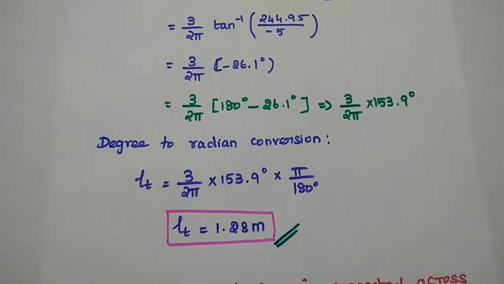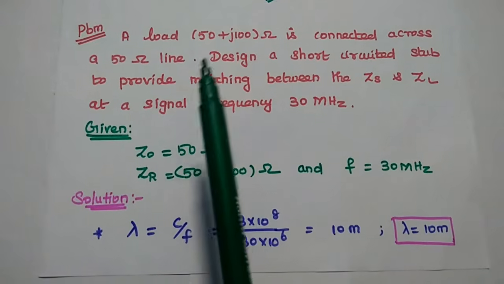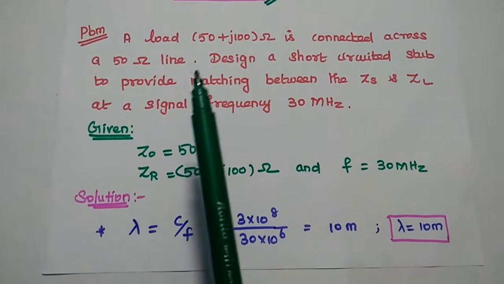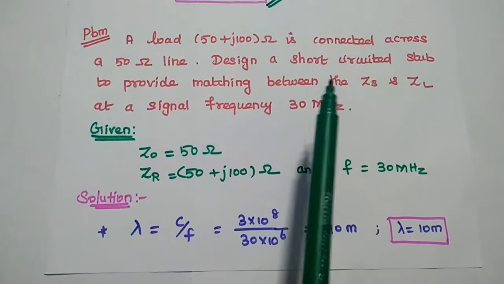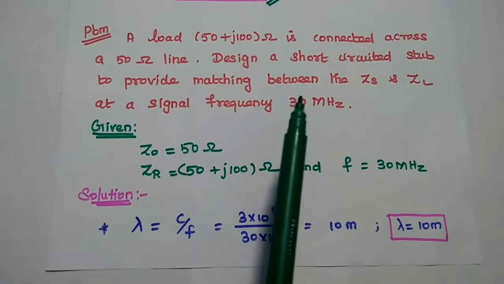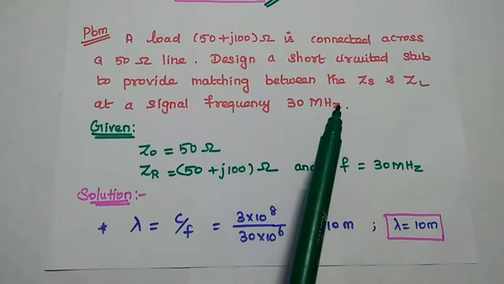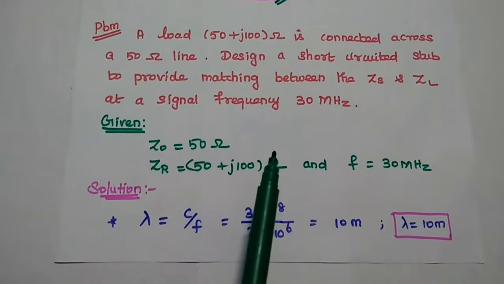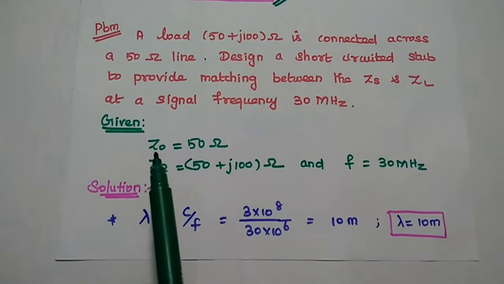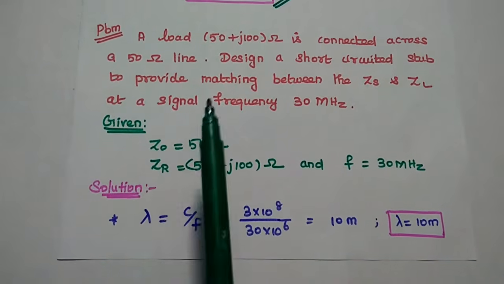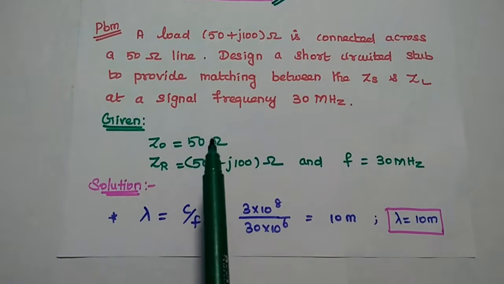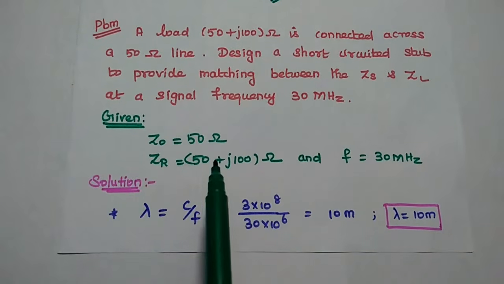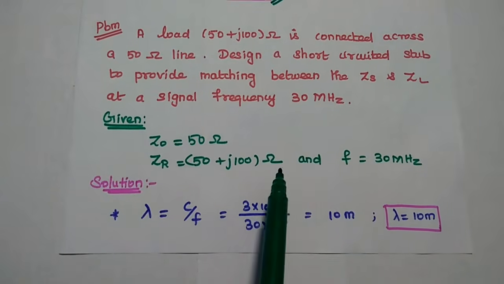Do you all understand this one? The next problem: a load 50 plus j100 ohm is connected across a 50 ohm line. Design a short-circuited stub to provide matching between the source impedance and the load impedance at a signal frequency of 30 megahertz. So in this problem, first we have to write the given data. Z0, that is the characteristic impedance of the line, is 50 ohm. The receiving end impedance, that is the load impedance, is equal to 50 plus j100 ohm.